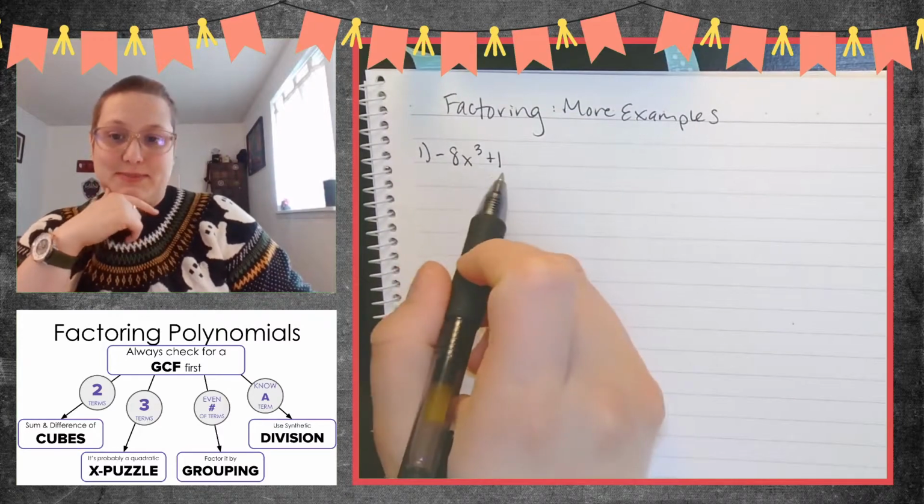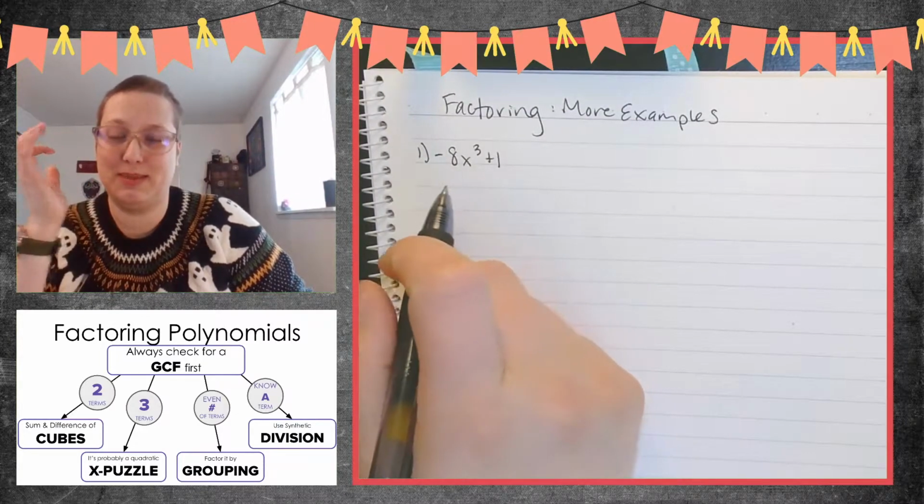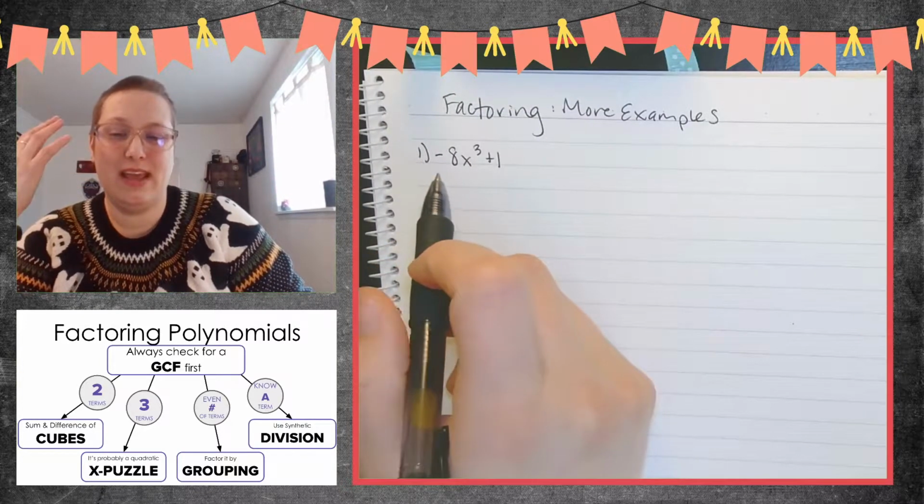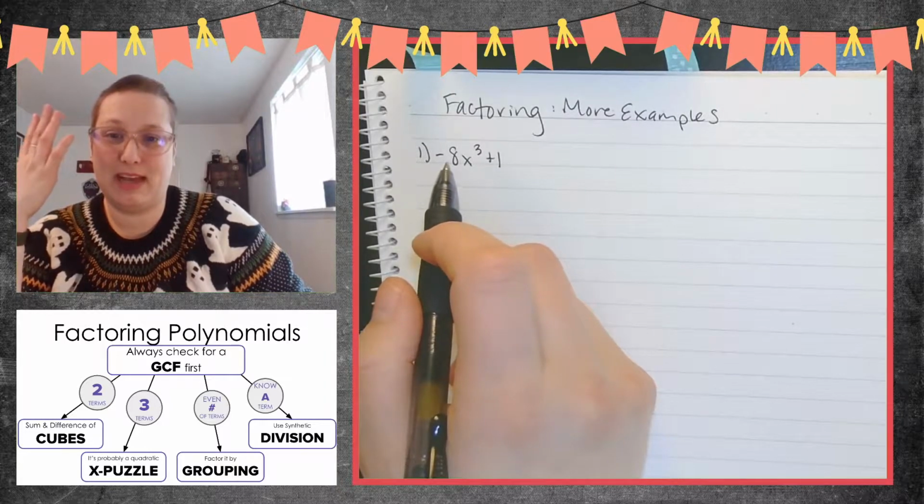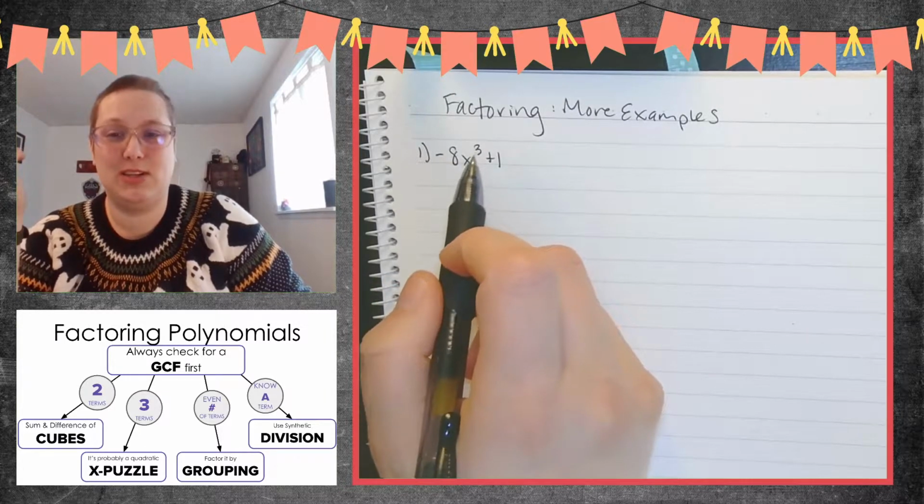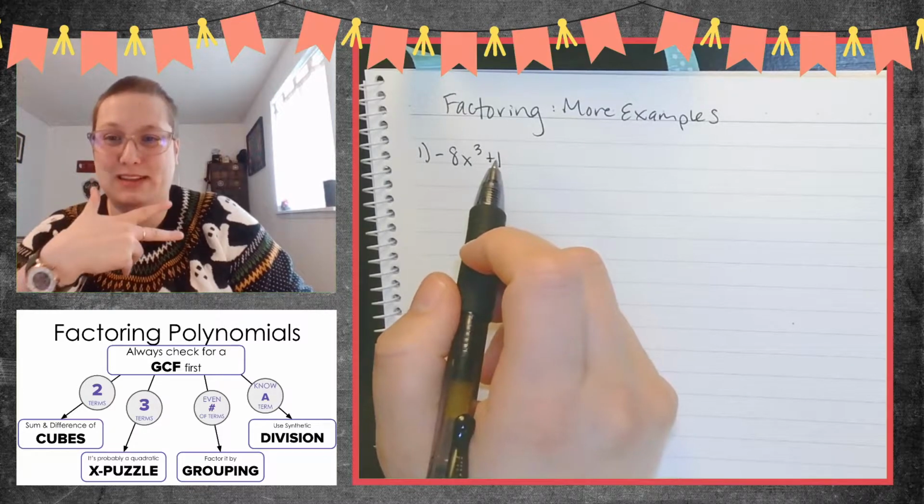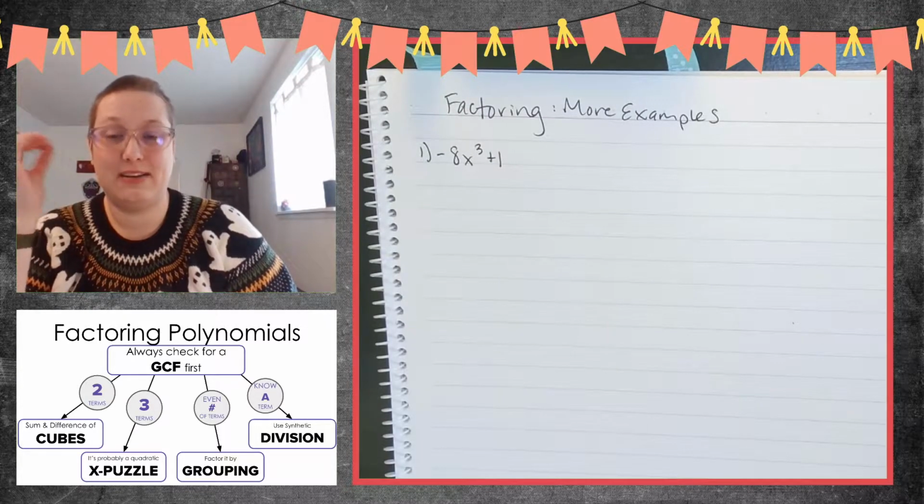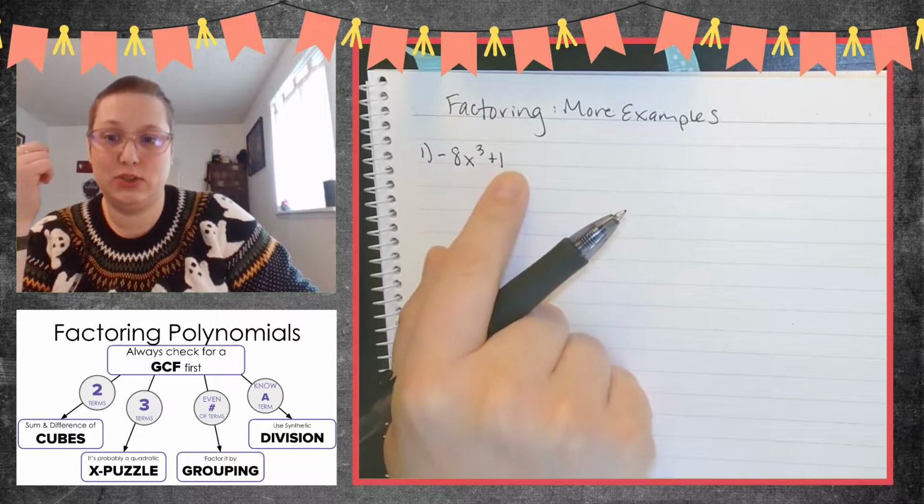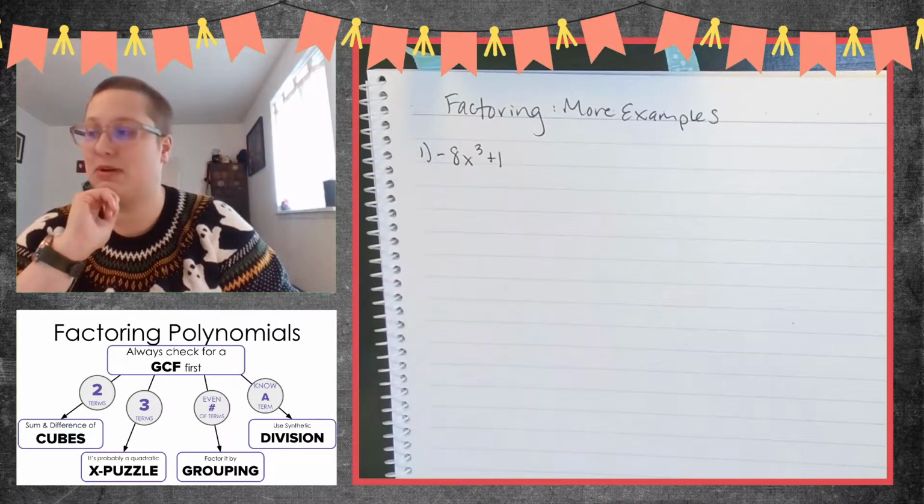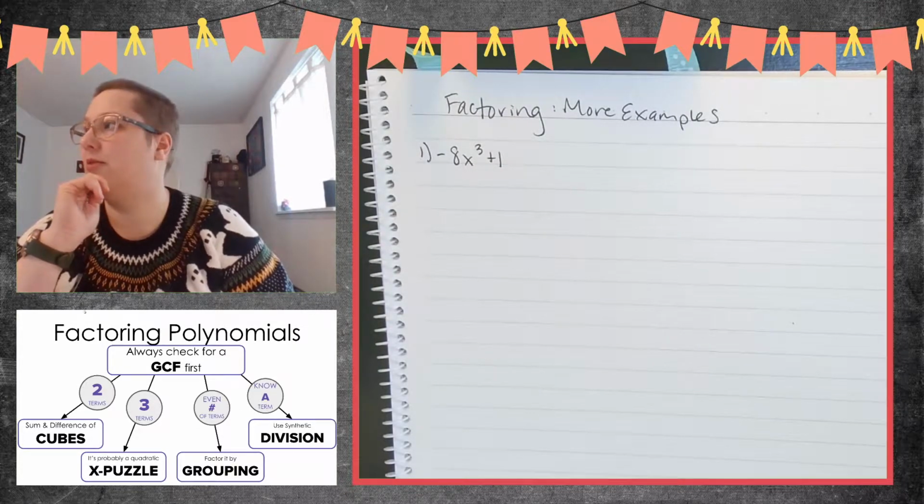Okay, so I have two terms. It's probably sum and difference of cubes. Let me just check before I go in there, though. I noticed 8 shows up a lot as a cube. I know that x cubed is a cube, and then 1 times 1 times 1 makes 1. So that's how I identify what I'm doing. There's 2 terms, so it's probably sum and difference of cubes.